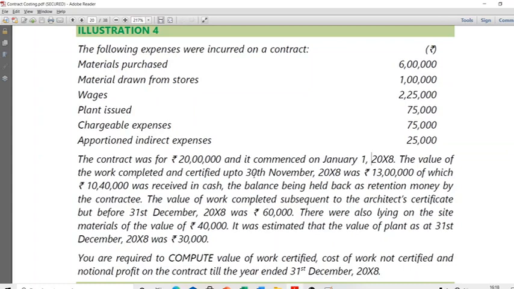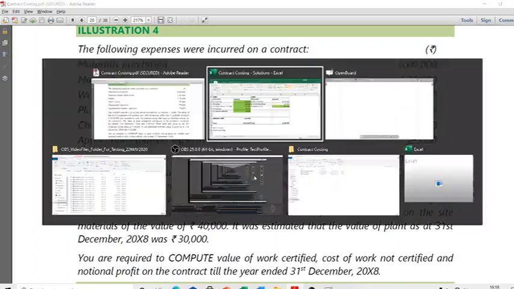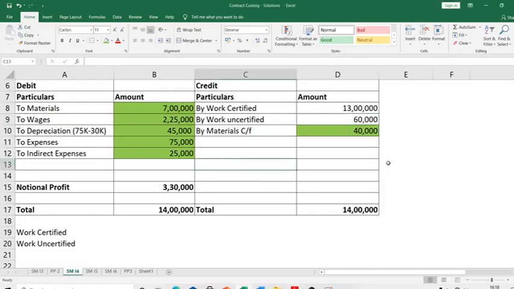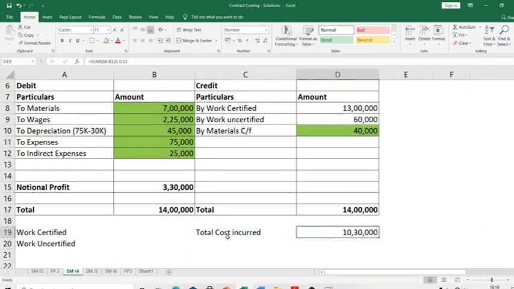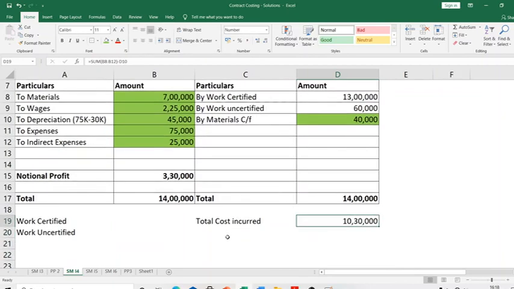See, I'll tell you another implication of work not certified. The first implication is that even though work has happened, you will not recognize contract revenue. There is another implication here. Let us see the total cost that has been incurred this year. I'll add all of these items of cost and subtract the materials taken away, 40,000. So I'm going to say that this year a cost of 10,30,000 was incurred.